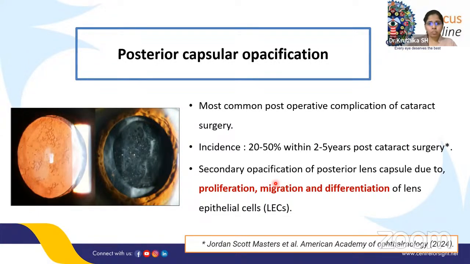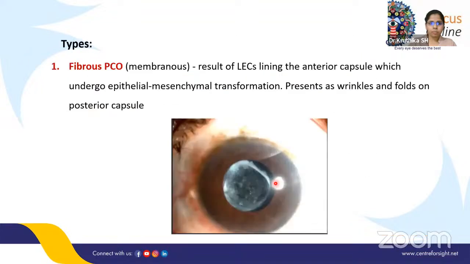common indication is posterior capsular opacification. Posterior capsular opacification is the most common postoperative complication of cataract surgery, the incidence of which is 20 to 50% within 2 to 5 years post-cataract surgery. Here, why posterior capsular opacification happens is that there is proliferation, migration, and differentiation of lens epithelial cells along the posterior capsule to opacify the capsule.